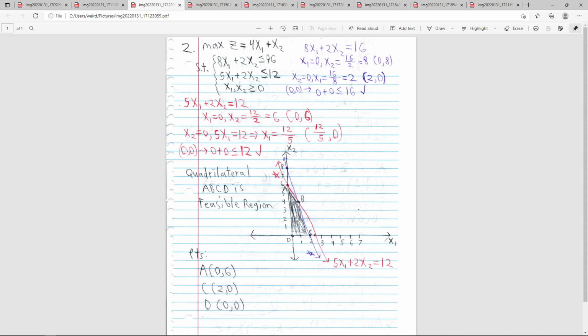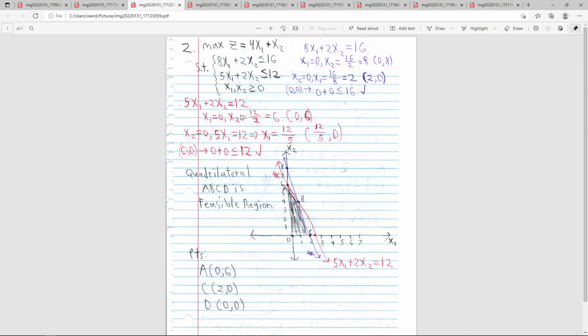So you have max z equals 4x1 plus x2, such that these constraints: 8x1 plus 2x2 less than or equal to 16, 5x1 plus 2x2 less than or equal to 12, x1, x2 greater than or equal to 0, of course. You solve it, you get (0, 8) and (2, 0) as our intercepts, and of course the (0, 0) point is 0 plus 0 less than or equal to 16, so we include it.